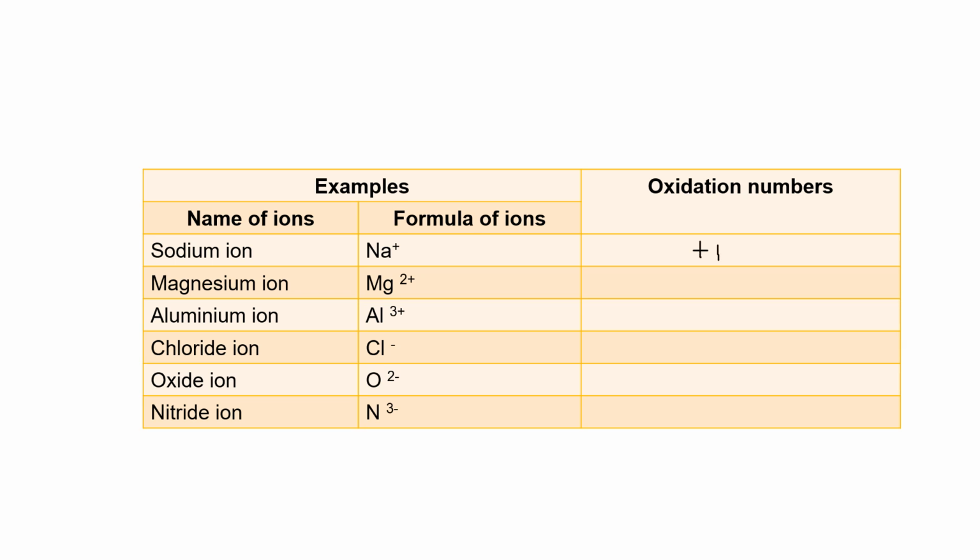Next, magnesium ion. The formula of magnesium ion is Mg2+. The 2+ is also written as a superscript. For the formula of an ion, the charge must be written as a superscript, small, up above. So the oxidation number for magnesium ion is +2. Aluminium ion: the formula is Al3+. So the oxidation number for aluminium ion is +3.